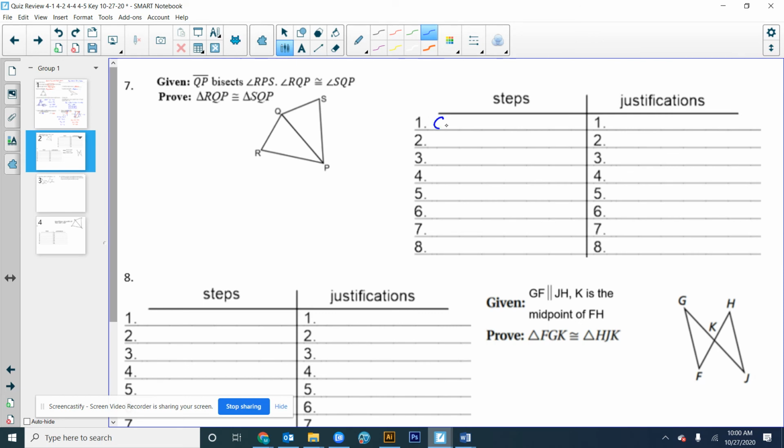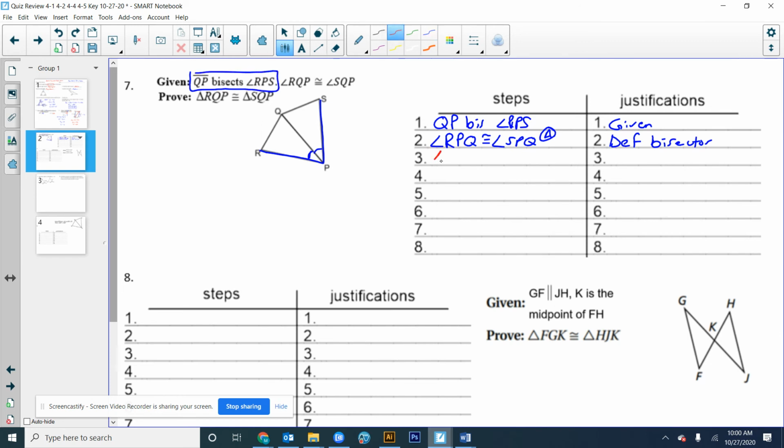QP bisects angle RPS. Here's RPS. That's given. If you bisect an angle, you get two congruent angles. Here they are. Angle RPQ is congruent to angle SPQ. That's the definition of a bisector. That's a pair of A's. So I use this given.